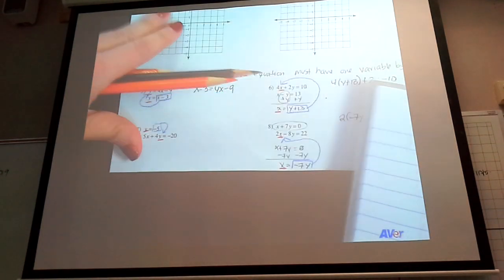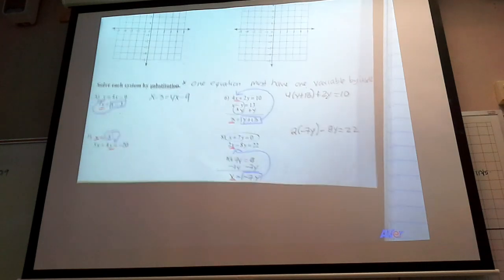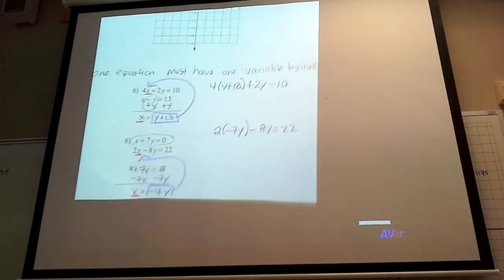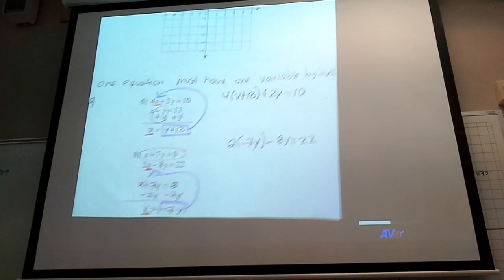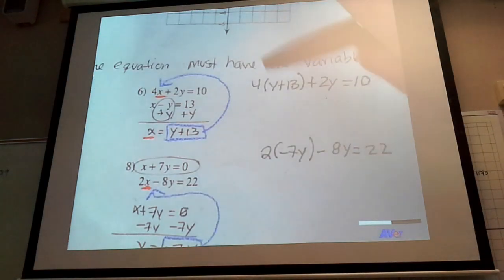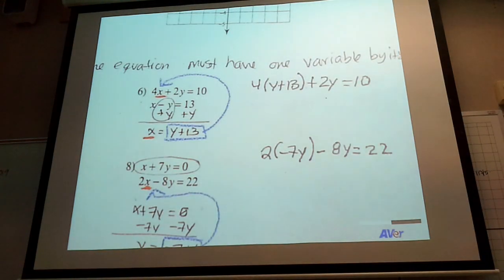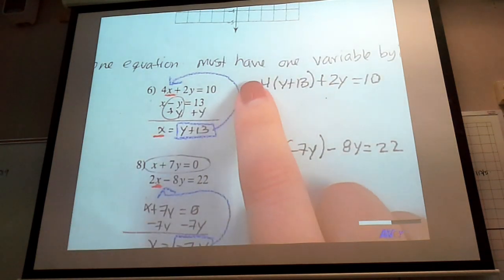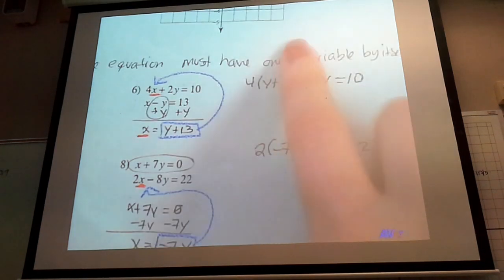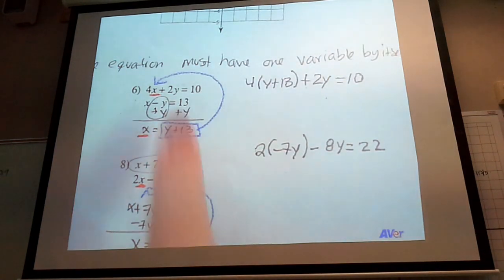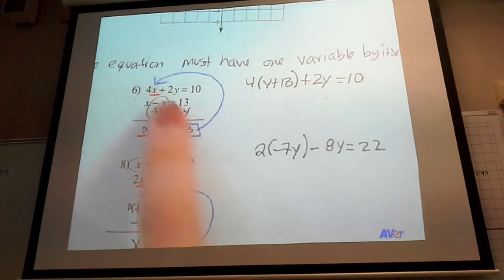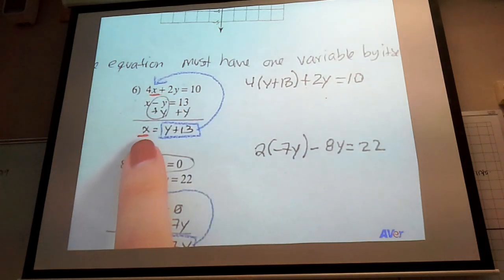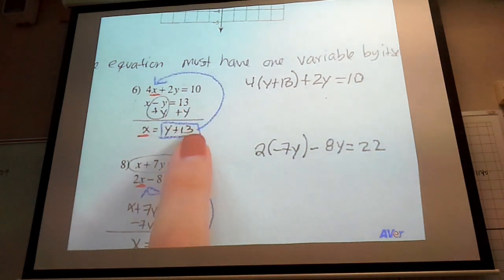So let me see if I can zoom in a little bit more so you can see this one better. Okay, so here we go. I zoomed in. I'm looking at number 6. Notice that in order for us to do substitution, we must have one equation that has one variable by itself. We didn't have that, so that's what we did. We added y to both sides to be able to get x by itself, which gave us y plus 13.